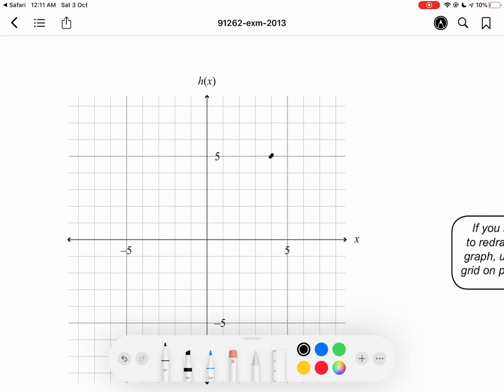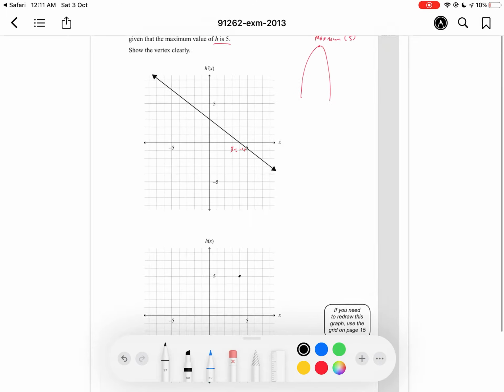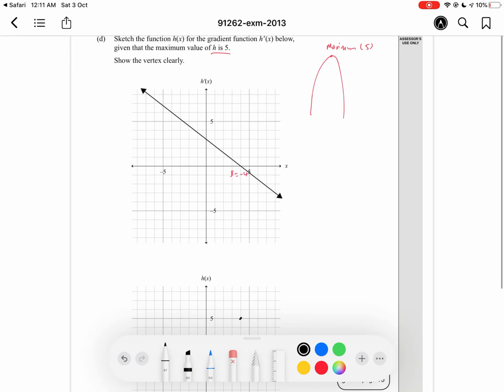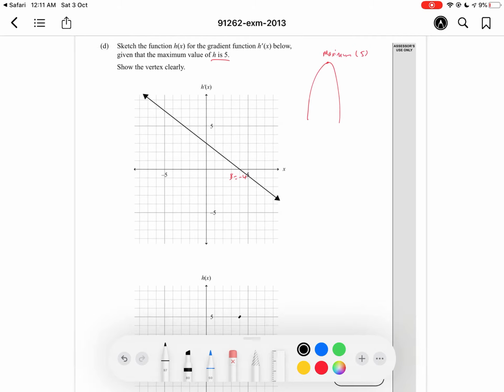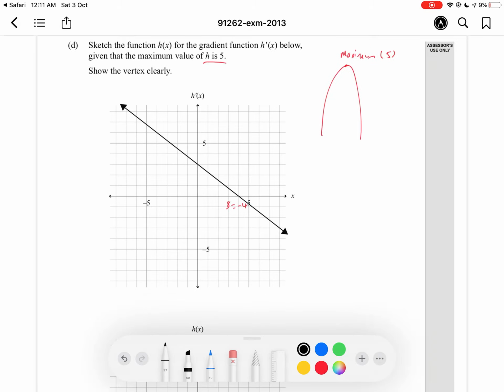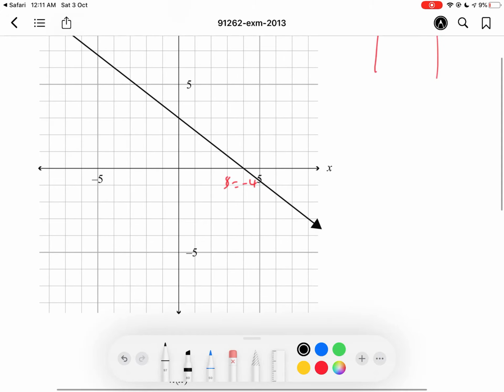So it actually doesn't matter about anything else. All we really need is this correct point here. Alright, okay, so as well as the maximum, we should also note down the equation of this negative line graph.